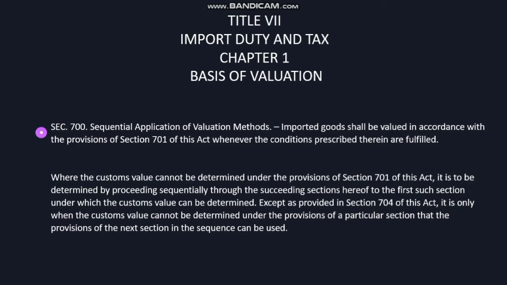So for example, certain goods have been imported here in the Philippines, and their prescribed conditions are met in Section 701, then the conditions shall be applied under 701. But if it cannot be catered by Section 701, then the succeeding sections will be the ones to cater. So we'll explain it later in this video discussion, so please stand by.